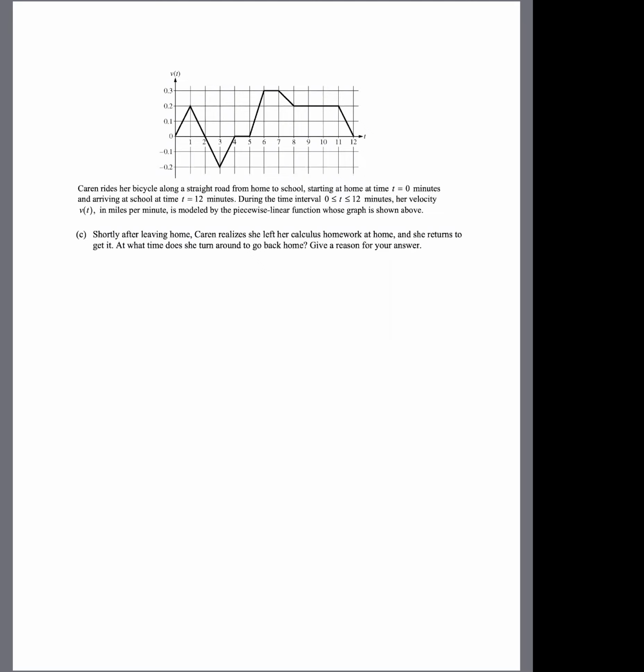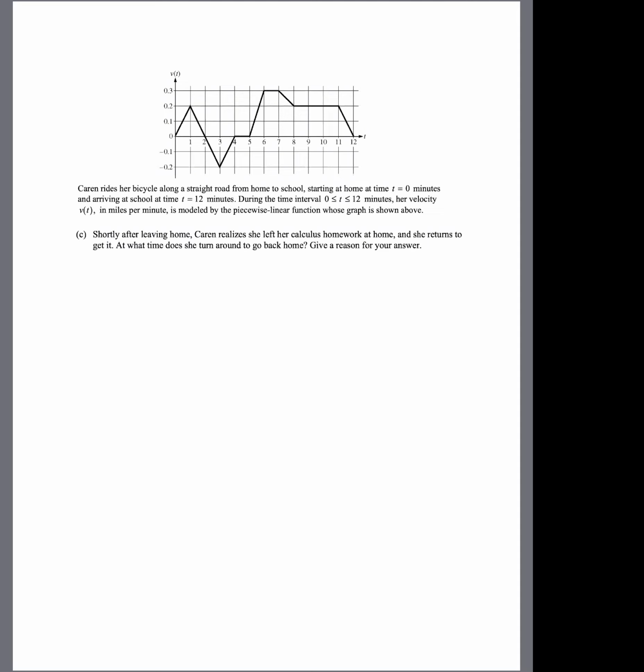Is it from 4 to 5? No. Is it from 8 to 11? No. Is it from 2 to 3 or 3 to 4? Oh! No. 2 to 4? Yeah, why is it not 2 to 4 if she's going back? From 2 to 4, yes, that is when she's going back. But it's asking at which point she turns around. It's not the interval. At 2?